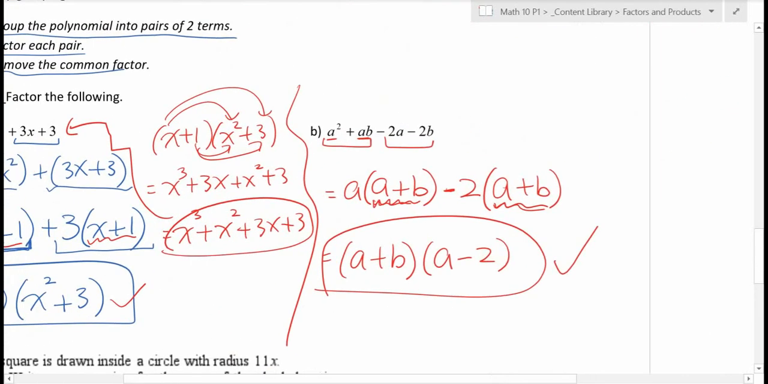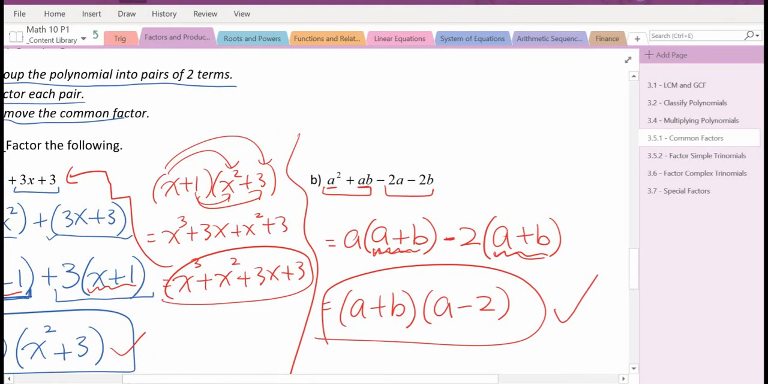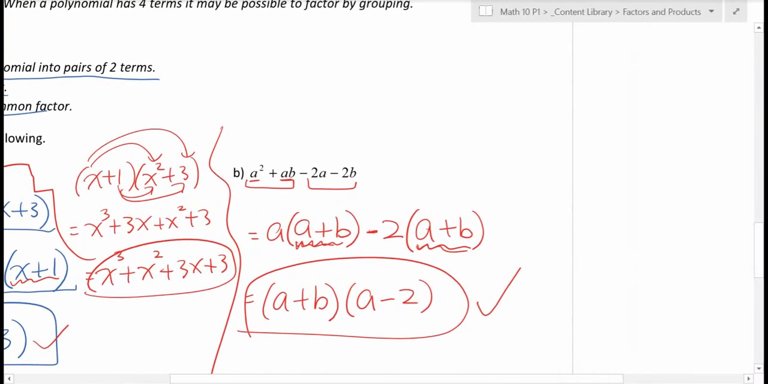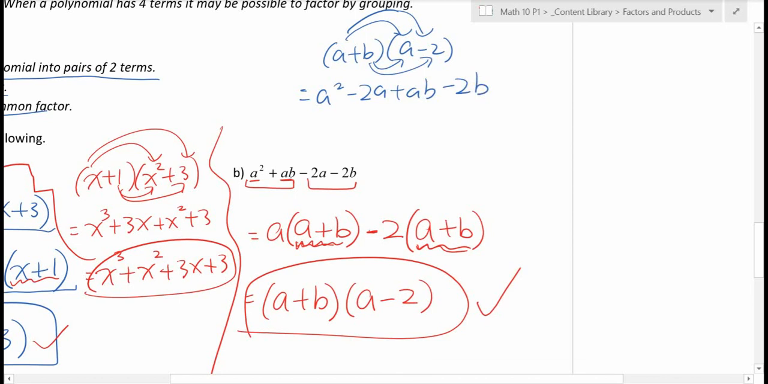If you expand this, let me do it quickly here. It doesn't take that long. a plus b times a minus 2. There you go. a times a is a squared. a times negative 2 is negative 2a. a times b is plus ab. b times negative 2 is negative 2b. Again, you can rewrite this in this order. Then you can see that they are exactly the same thing.